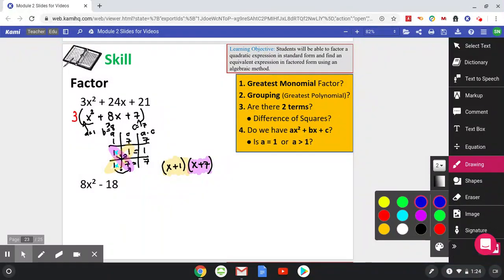Hello, this video is part 2 of factoring. This is where you are not told which method to use, and you have to determine which method or methods, sometimes there's many, you can use to solve the problem.